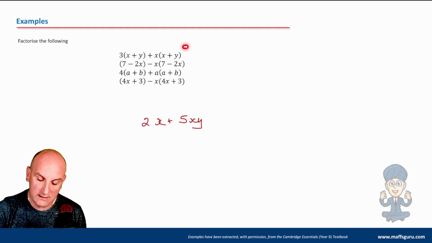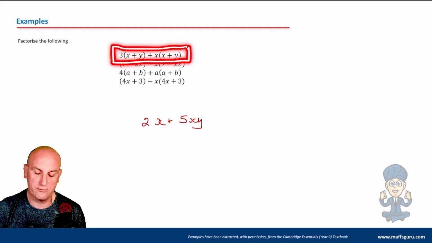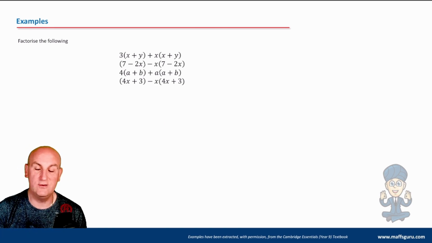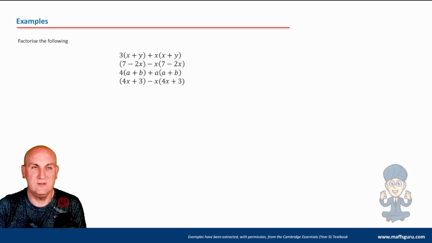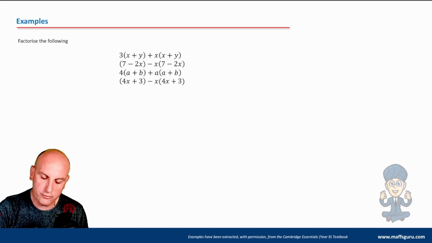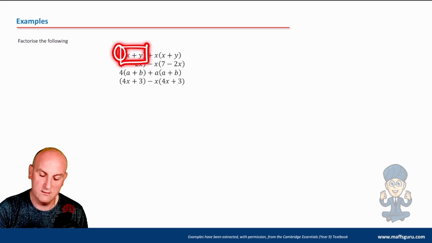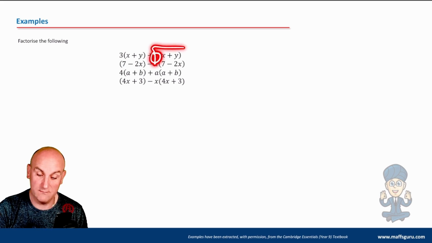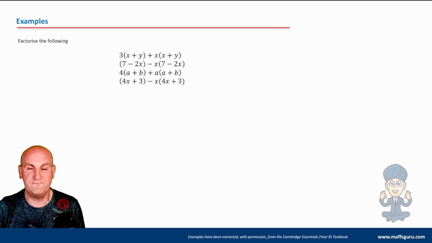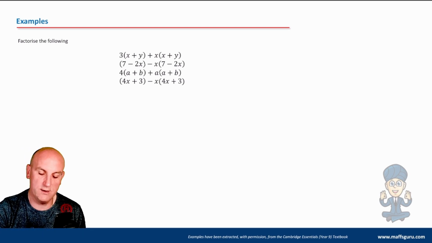Well, if we now look at this example here, if you look at 3 in brackets x plus y, plus x in brackets x plus y, can you see anything that looks exactly the same? Well, yes, we've got x plus y in brackets. So the brackets are really saying, treat me like one thing. So I've got 3 times one thing plus x times the same one thing. Well, hold on a moment. If they're the same, we can factorize them out. All right, so there's a lot of yabbering from me. Let's actually see what happens.